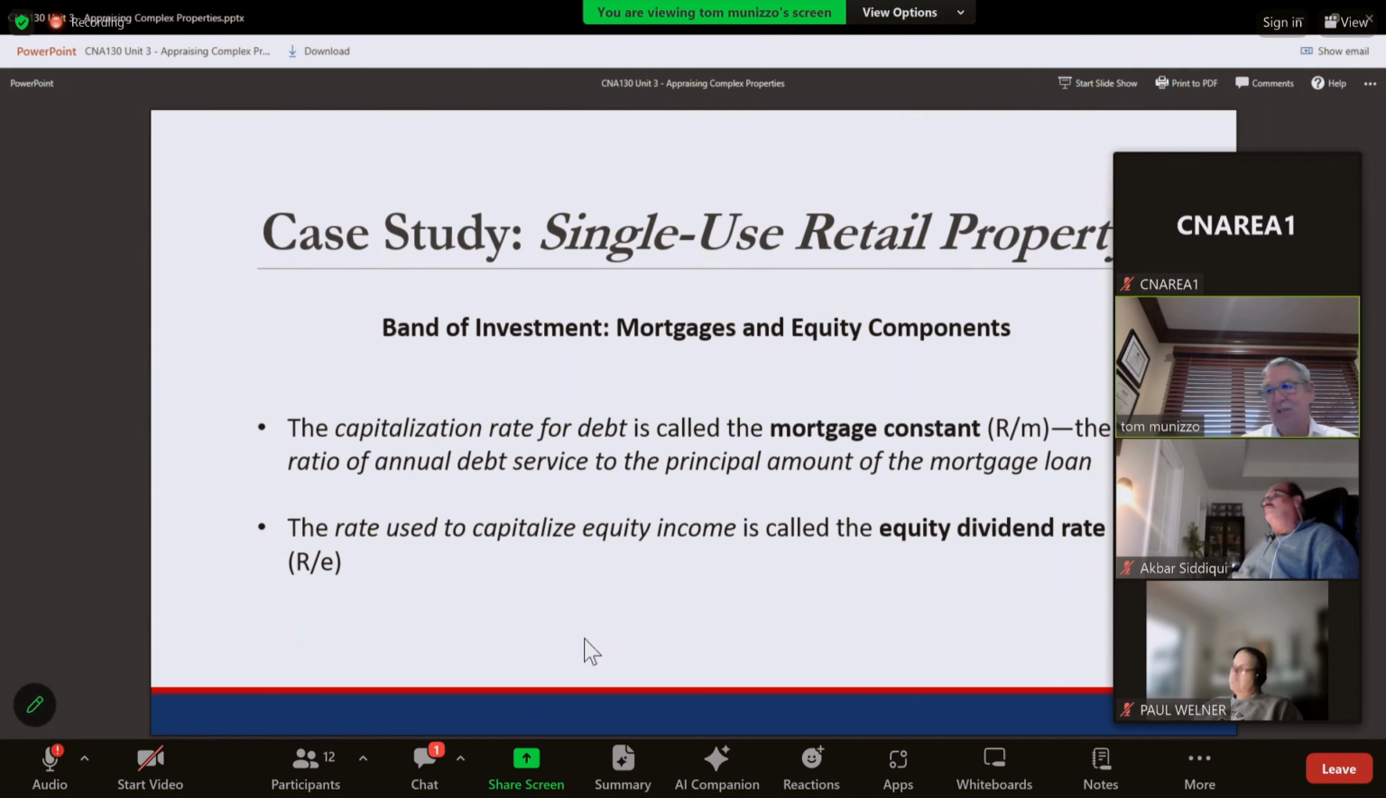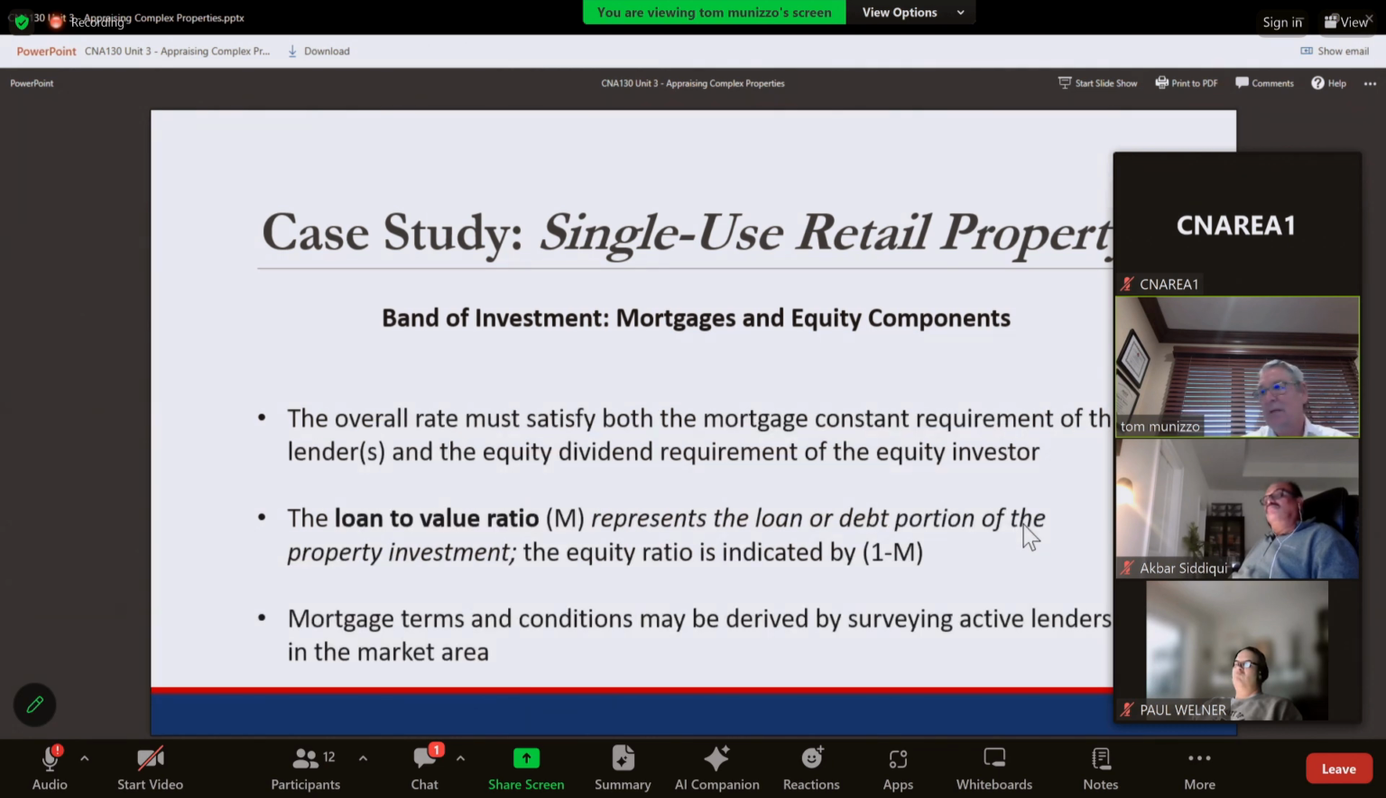So the capitalization rate for debt is the mortgage constant, and the capitalized income is the equity dividend rate. The overall rate has to satisfy both the mortgage constant requirement and the equity dividend rate for the equity investors. If you look at the bottom of 83, it shows you the debt portion, 80%. So if you have a debt portion, what do you think the other part might be? If you got 80% equity, then you got 20% on the other side on the debt portion.